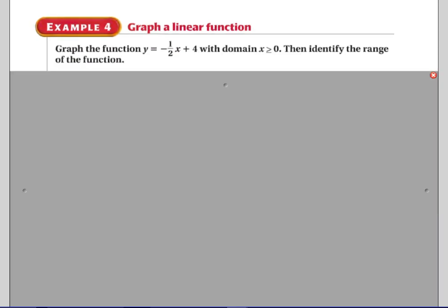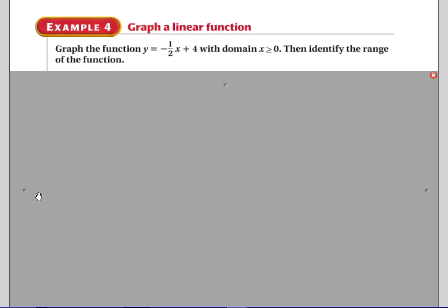The last example we're going to do is graphing another linear equation. We have y equals -1/2 x plus 4, with a domain of x greater than or equal to 0. That means you're going to use x values that are larger than 0. Then identify the range of the function. That means just identify the y values.